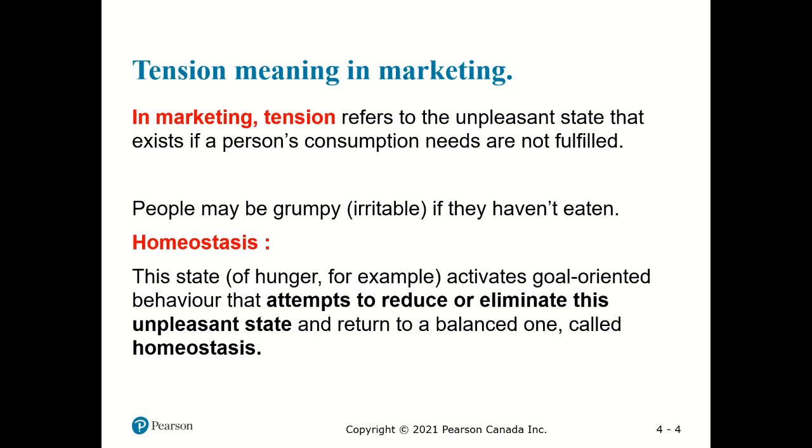People may be grumpy, meaning irritable, if they don't have it or don't get to eat or have food. Homeostasis: what is that? This state, for example of hunger, activates goal-oriented behavior that attempts to reduce or eliminate this unpleasant state and return to a balanced one. And this balanced state of mind is called homeostasis.